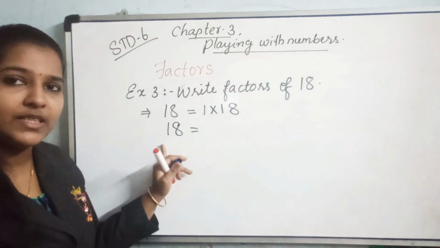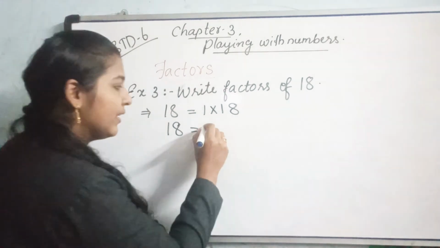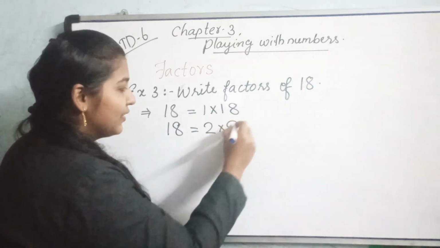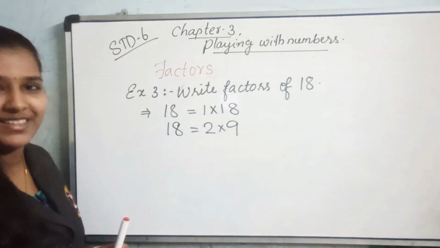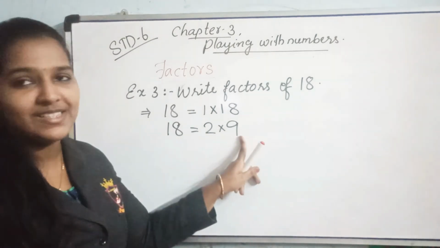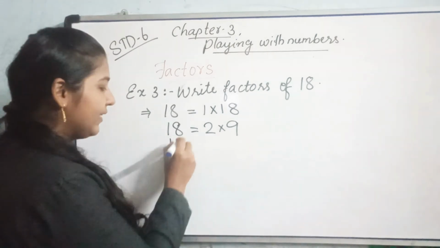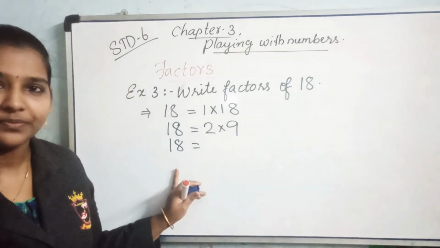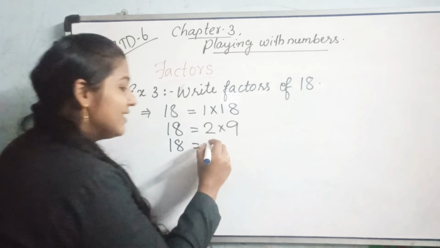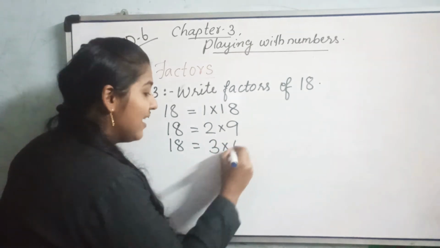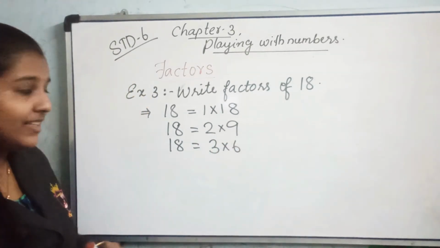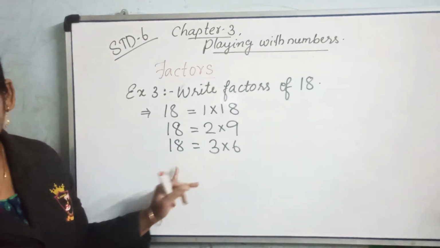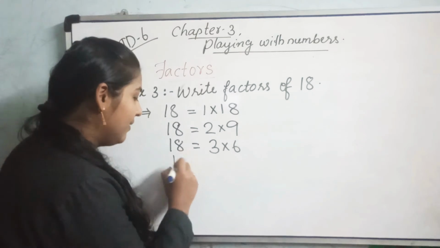Does the number 18 come in 2's table? Let's check. 2 into 9, isn't it? 2 9's are 18. So 2 into 9 is 18. Now where will we get 18 again? Does this come in 3's table? Yes, that is 3 6's are 18, isn't it? 3 6's are 18. Okay, now tell me, children, does this come in 4's table?